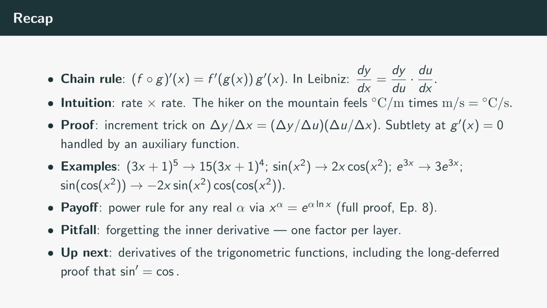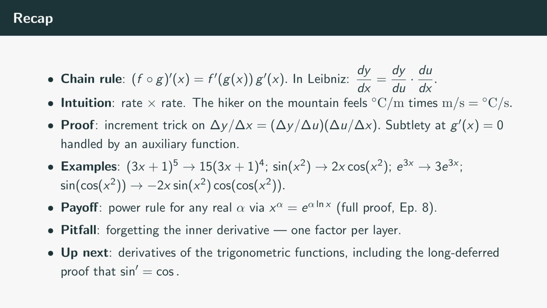Where we landed today. One new rule, the biggest of them all. The chain rule: the derivative of f composed with g at x equals f prime of g of x times g prime of x. In Leibniz notation, dy/dx equals dy/du times du/dx, with the du's appearing to cancel. A feature of Leibniz's notation, not a coincidence. The cleanest physical intuition is the hiker on the mountain. Temperature change per meter times meters per second gives temperature change per second, with units that cancel exactly the way the chain rule's factors multiply.